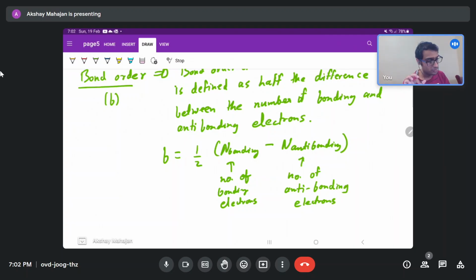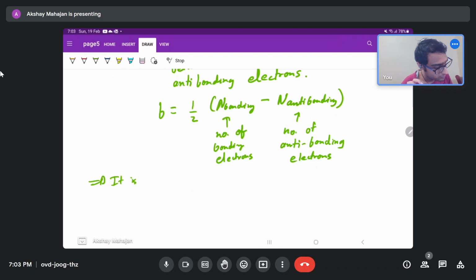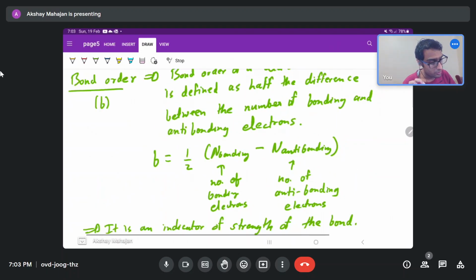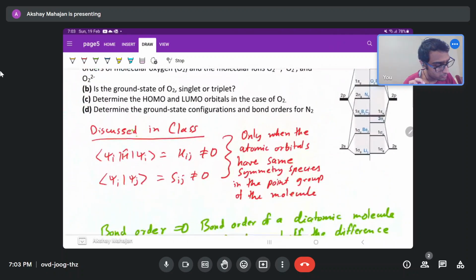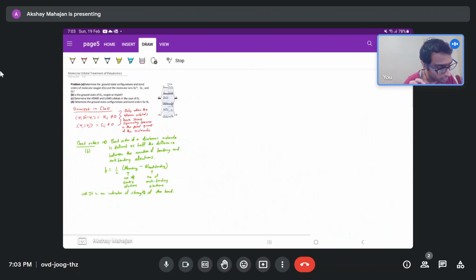This is the definition, and it is also an indicator of the strength of the bond. So now we will solve our question, and hopefully we will be able to understand what all this is.